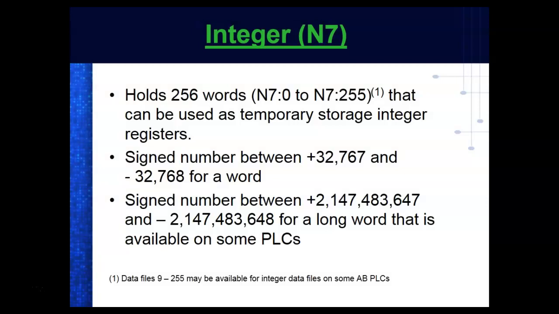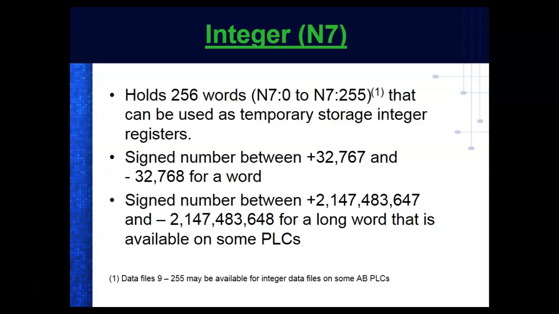Integers. So here we go. Here's our numbers. And this is where we came up with those numbers. Holds 256 words that can be used as temporary storage integers. Signed numbers between plus 32,767 and minus 32,768 are available to us. And where this is going to come into play, guys, is when we get to counters, because we can make counters count up and we can make counters count down. If I'm counting down and I go past zero, then it's automatically negative. So counters use integer numbers. Timers use integers too.